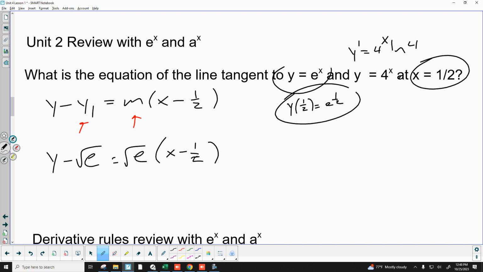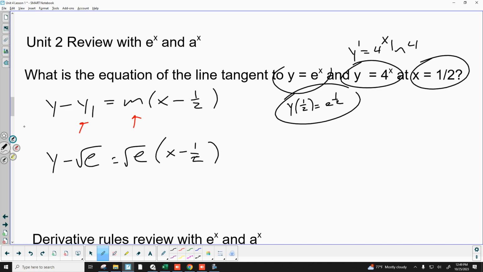Close. For this one, the y and the m are different. So we shouldn't get the same y and the m. That's the m. Good. So that goes right there. But we're done with the craziness with the m's and the y's always being the same with e to the x. That's the m. What's the y? Where do we get y from? The original equation. Okay. Plug in the half. What do you get? There you go. Cool.